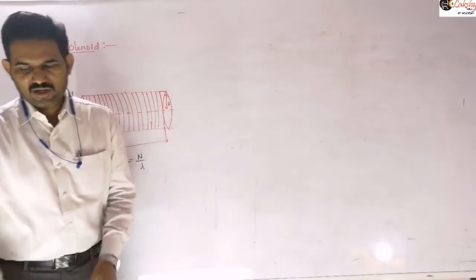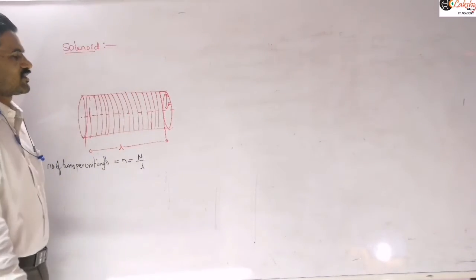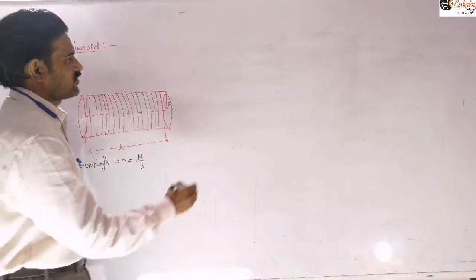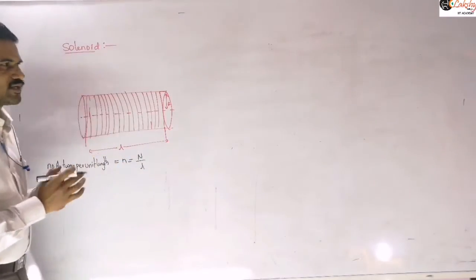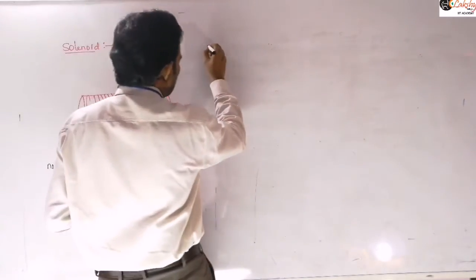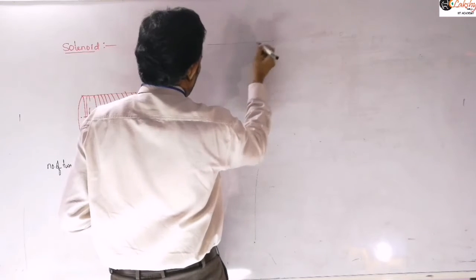And now let us see how to derive the expression for the magnetic field due to this solenoid. So its structure will look like what I mentioned here. Now I am taking only the cross section view of this solenoid here.